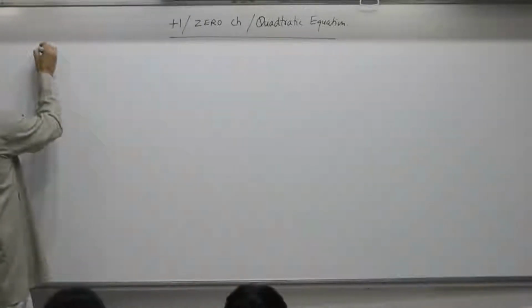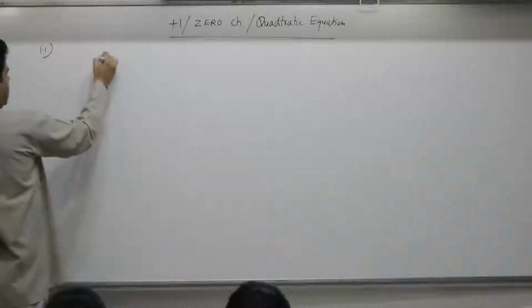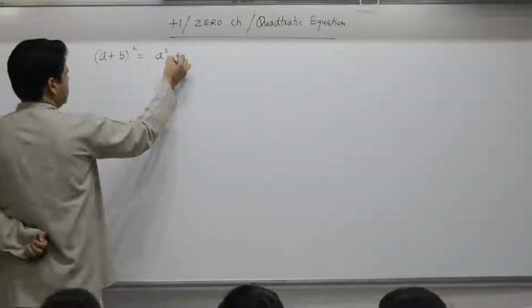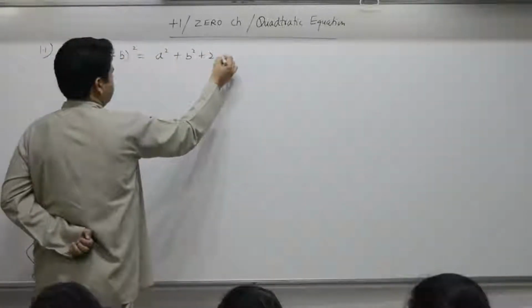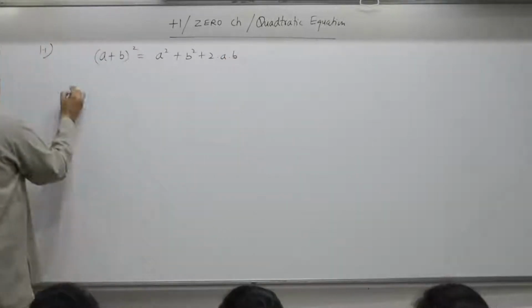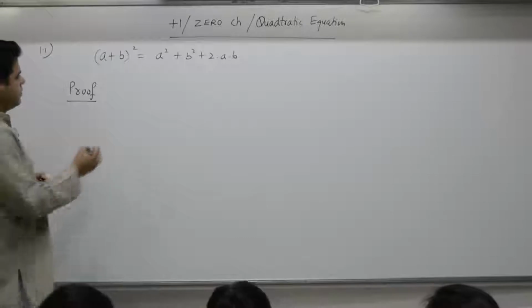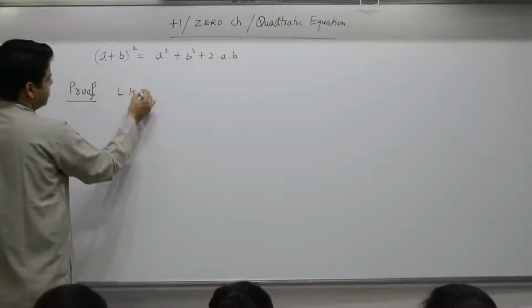Sum of the formulas: a plus b square is equal to a square plus b square plus 2ab. Proof. Left hand side.